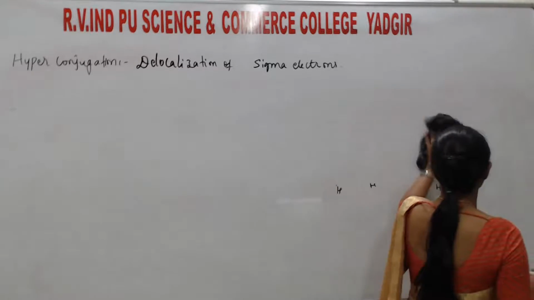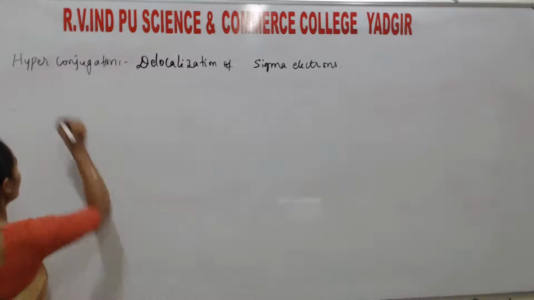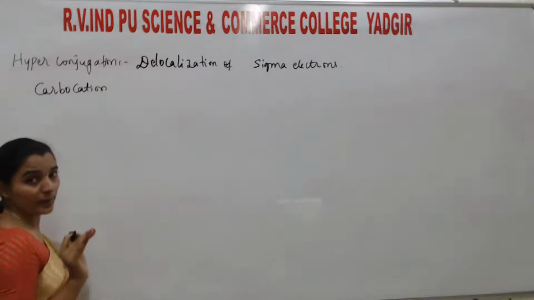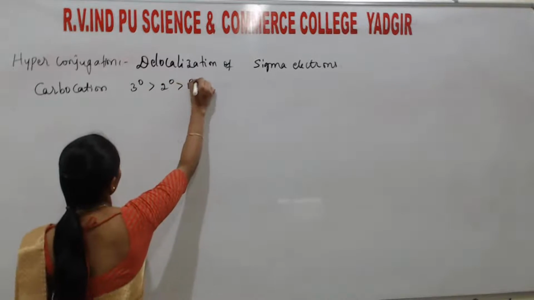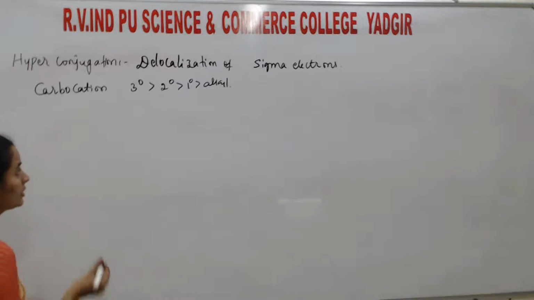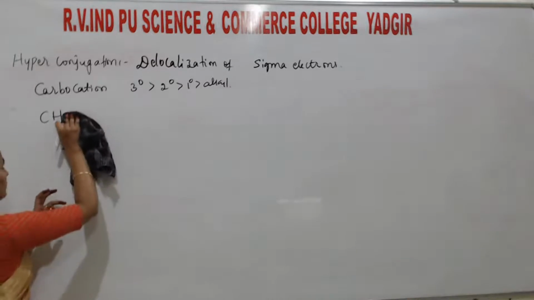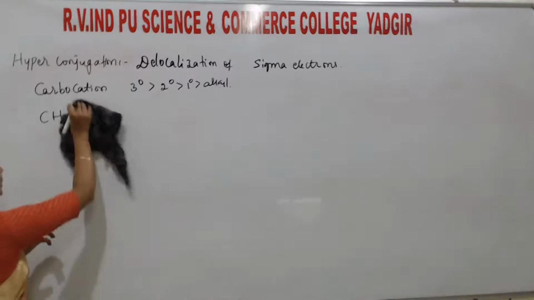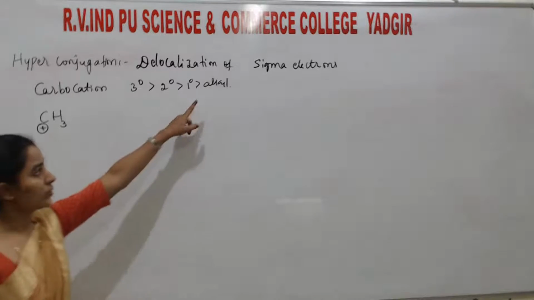So listen, in the before class, I told you about carbocation stability. You know, for carbocation, especially positive ion, the order is tertiary greater than secondary greater than primary greater than alkyl. Correct? So listen, take here CH4. It is an alkyl group. Or you take CH3 plus. Plus is for the carbocation. CH3 plus alkyl. This is alkyl.